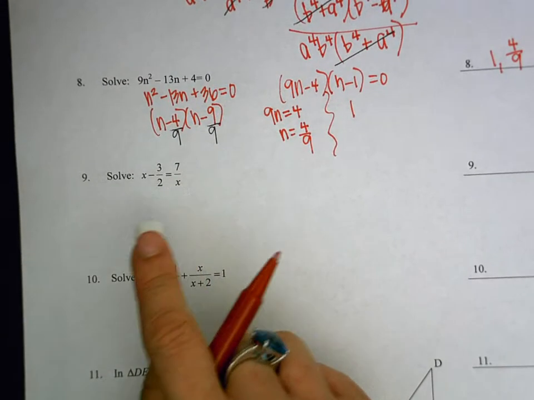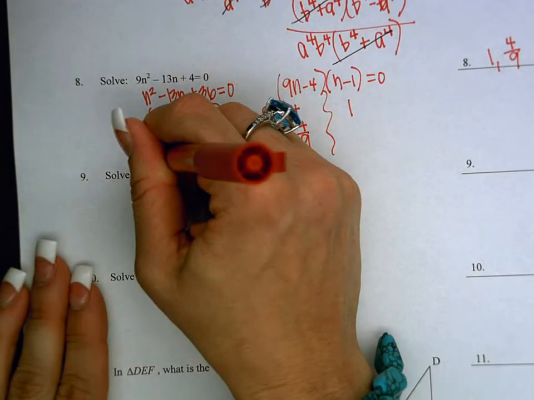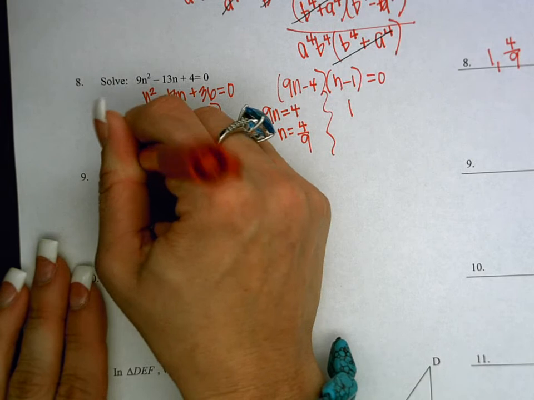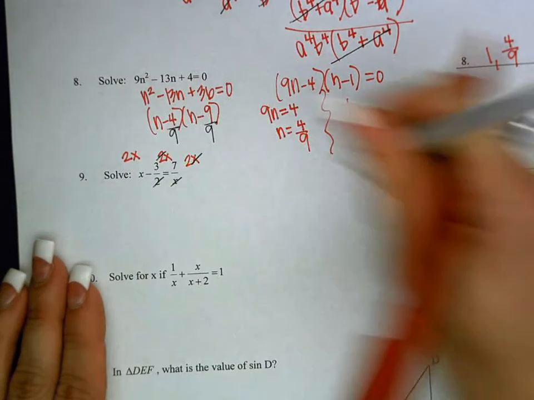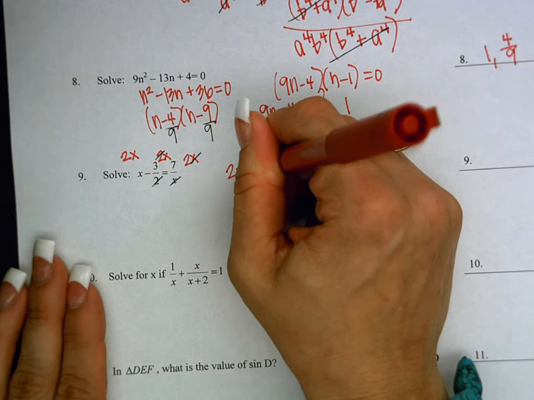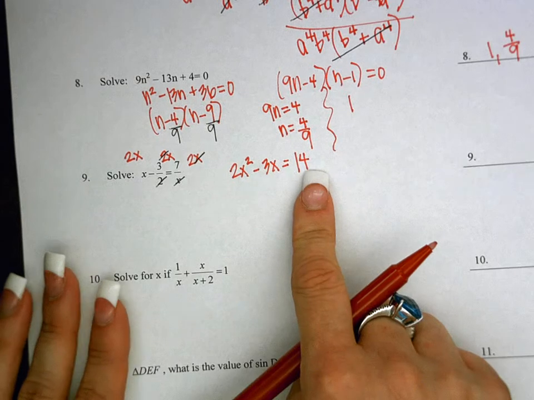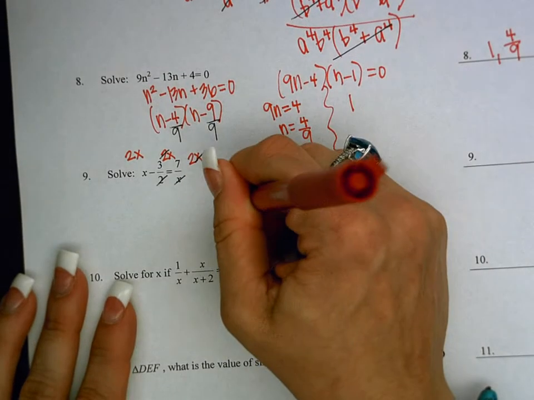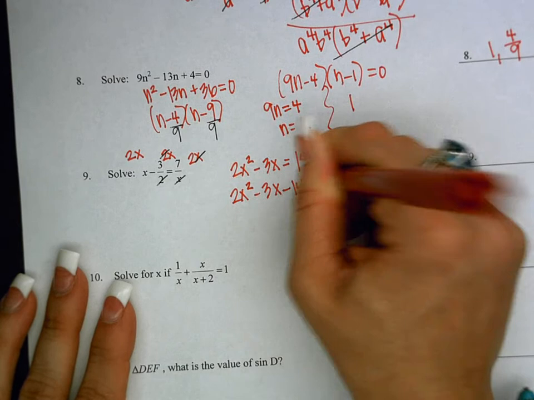Here again, we want to eliminate the denominator, so multiply every part by 2x. Here the 2's cancel, here the x's cancel. If you distribute through, we got 2x squared minus 3x equals 14. Start by getting everything equal to 0. So 2x squared minus 3x minus 14 equals 0.